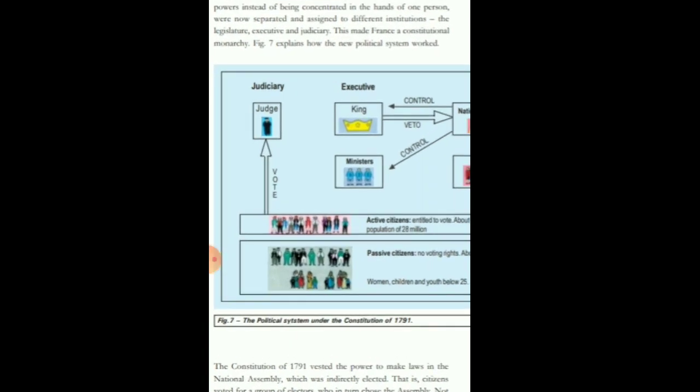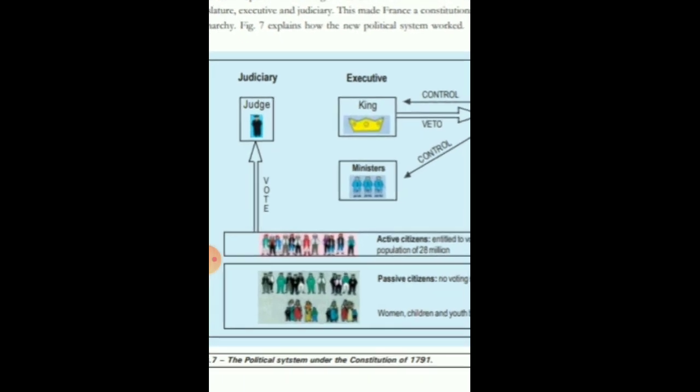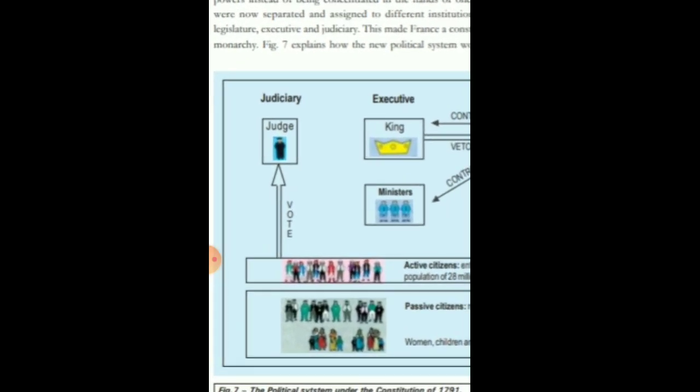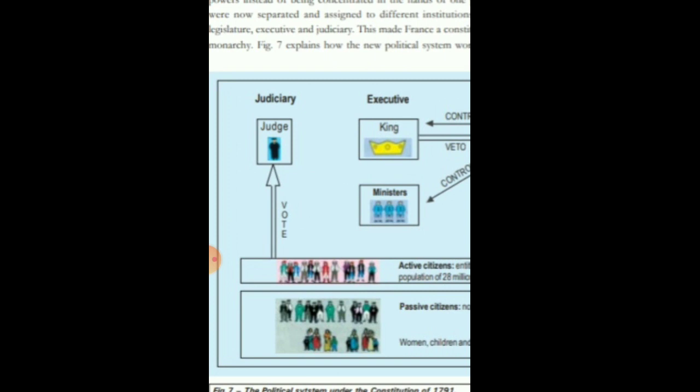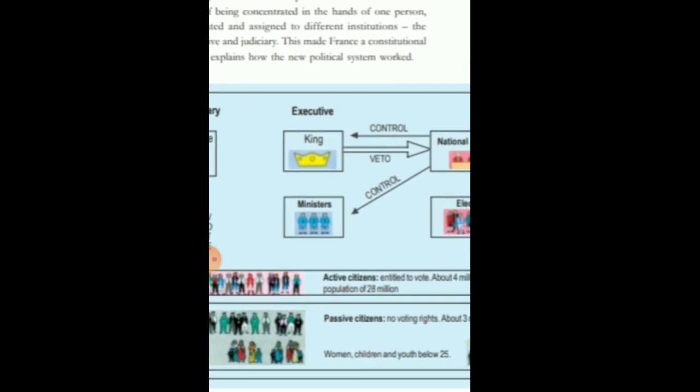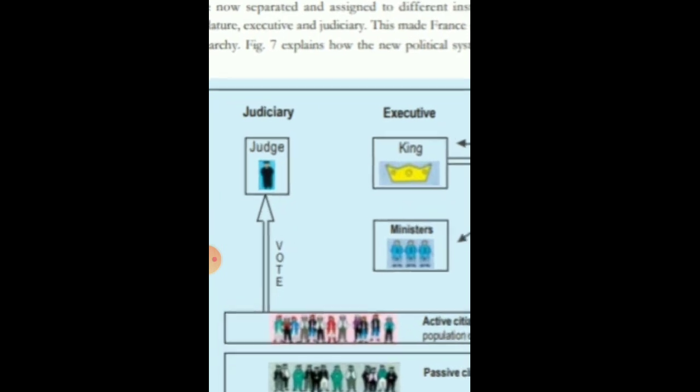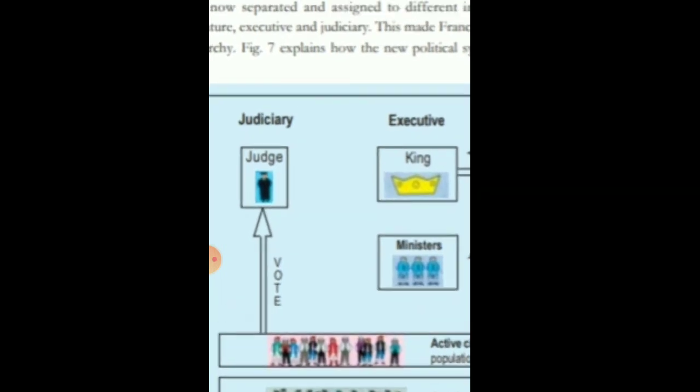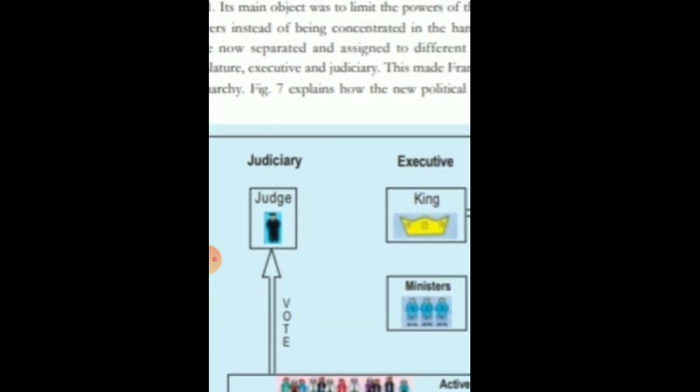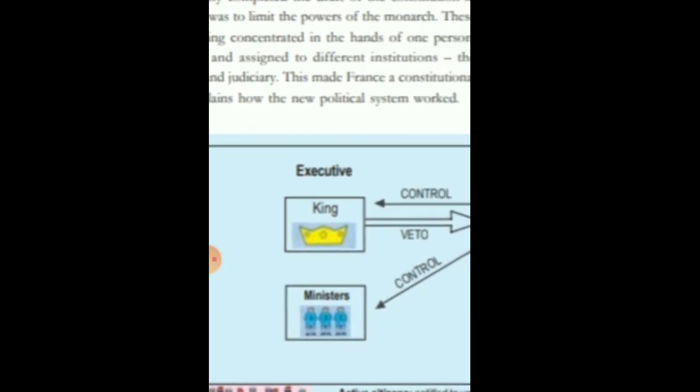Let us talk about an important topic. France becomes a constitutional monarchy. The National Assembly completed the draft of the Constitution in 1791. Its main object was to limit the powers of the monarch.